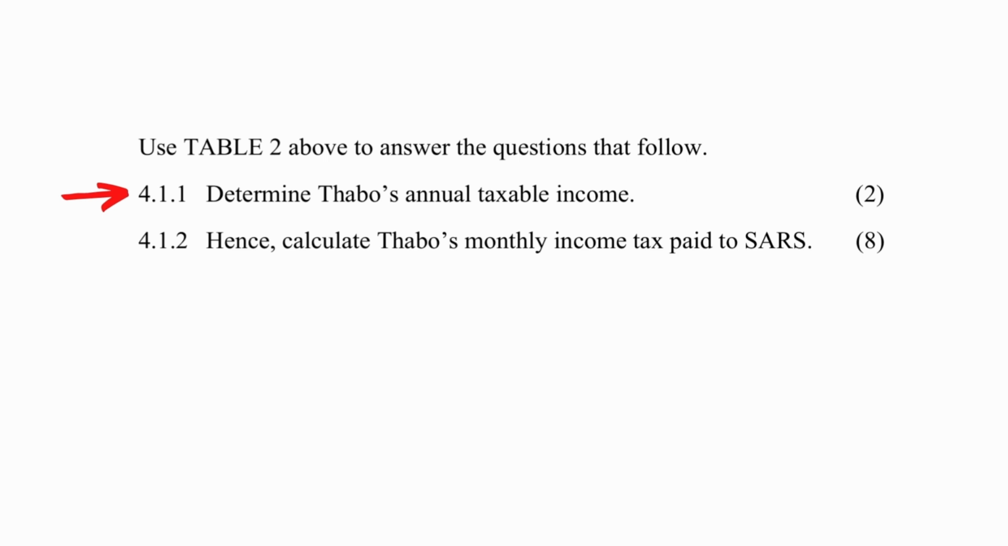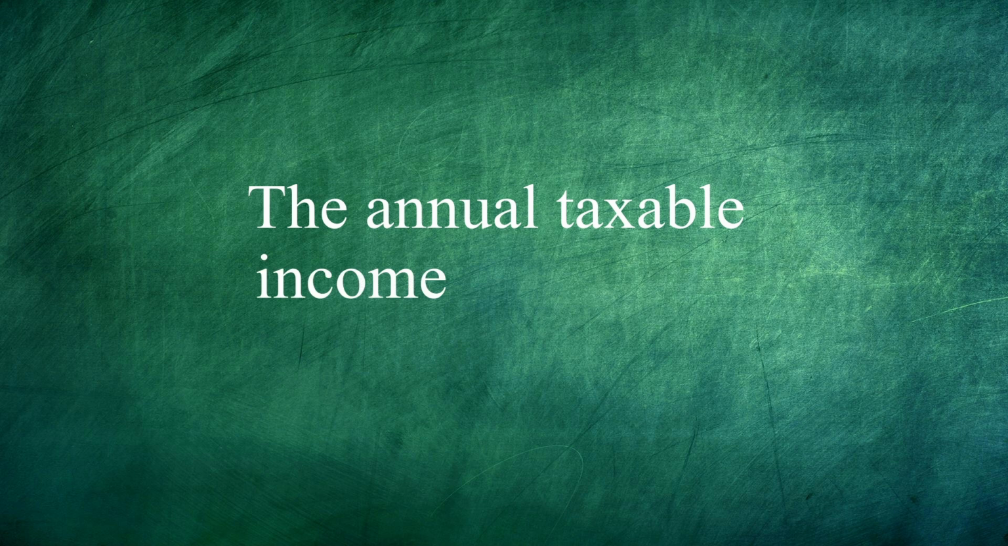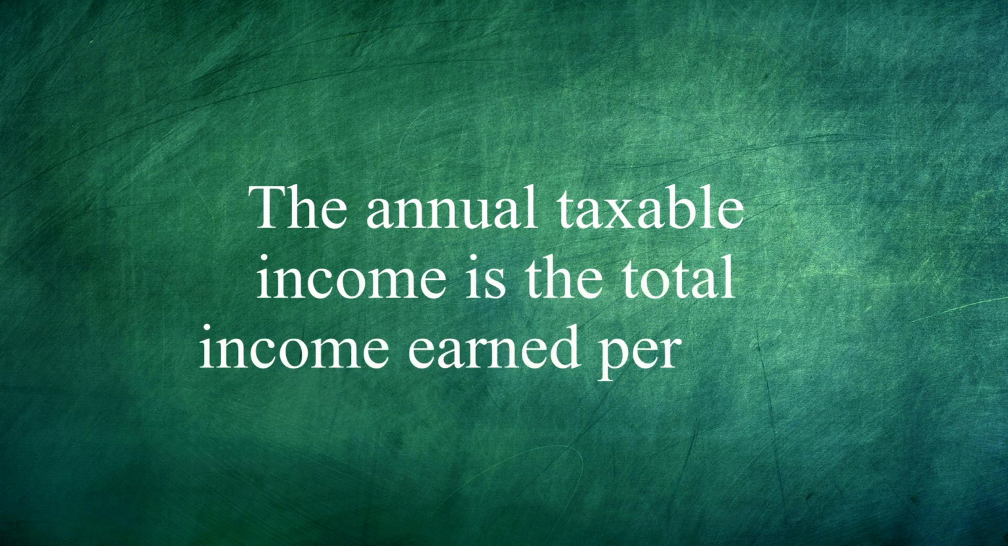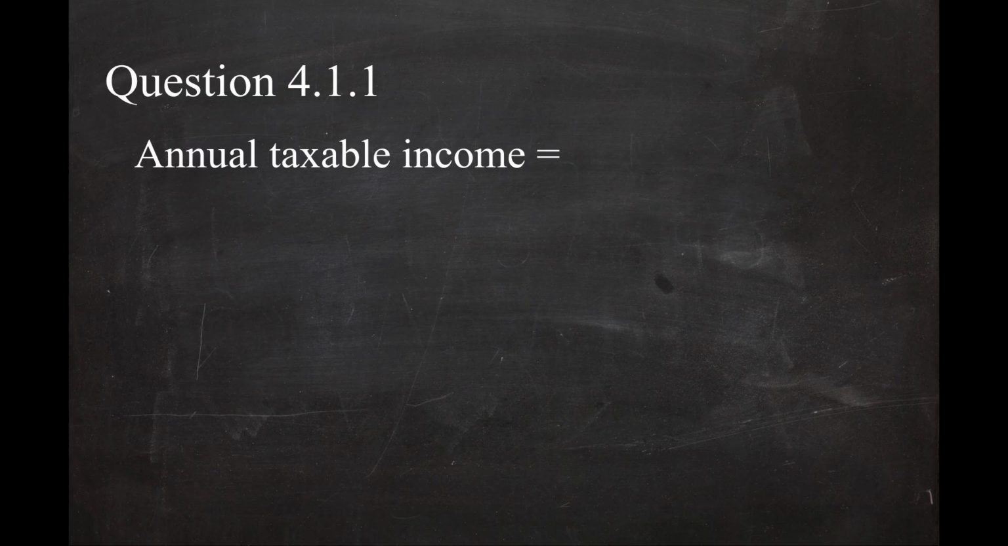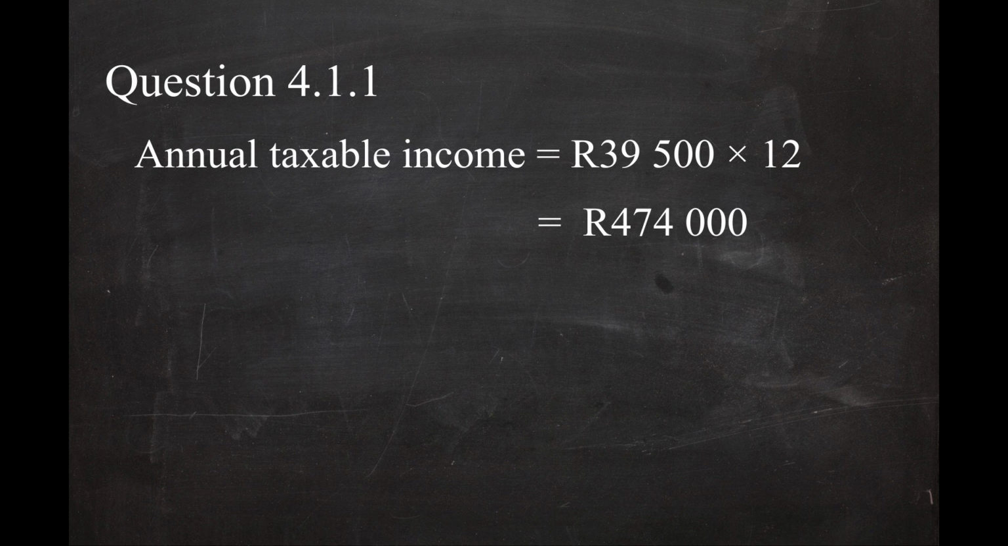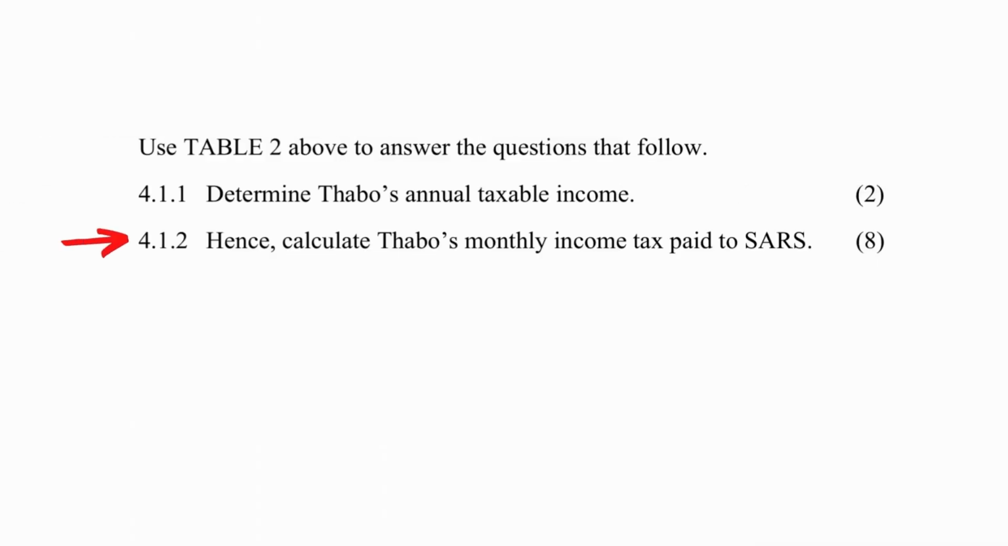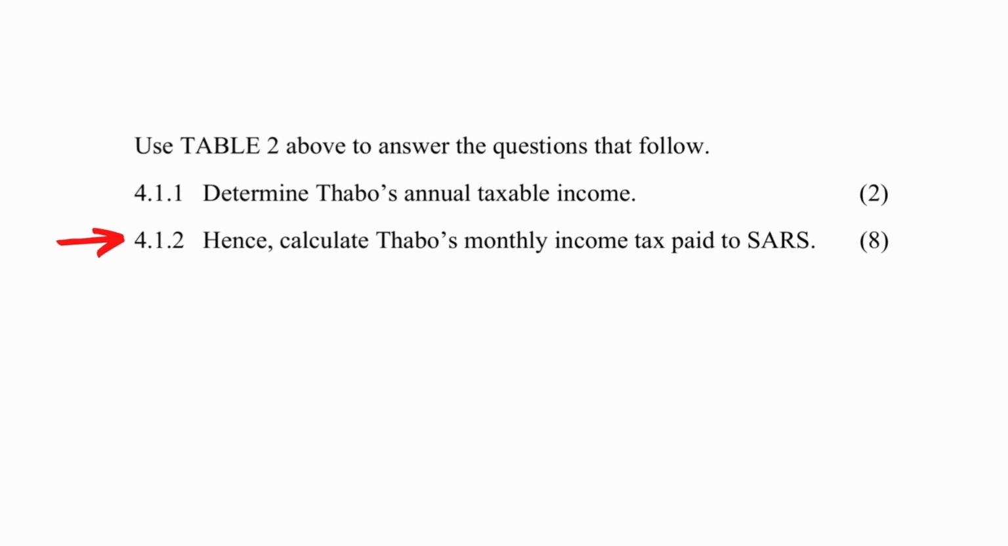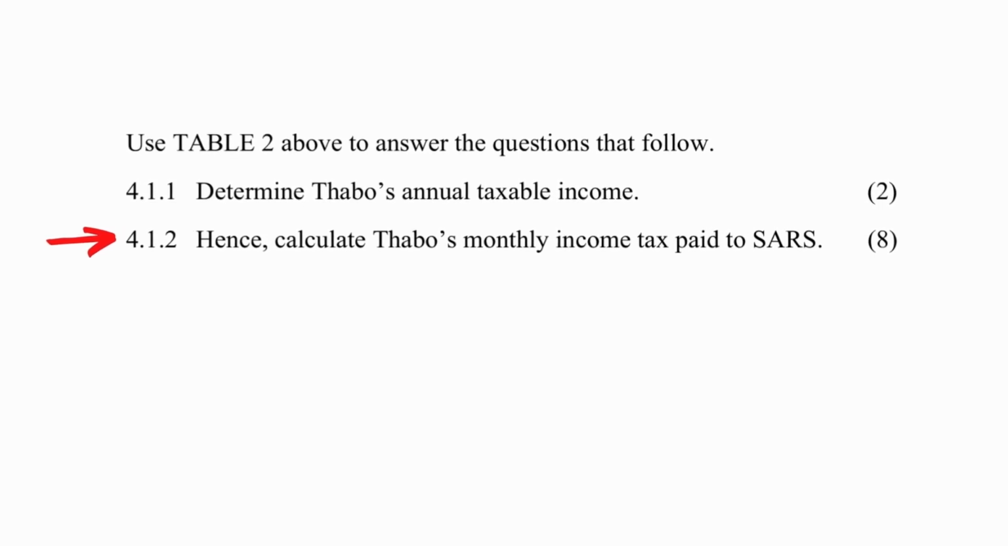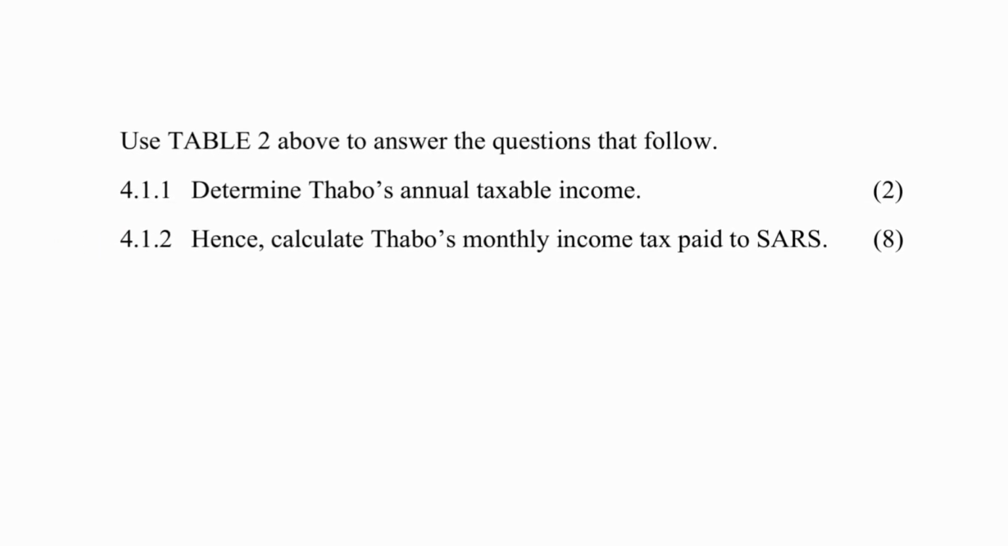In question 4.1.1, you are instructed to calculate the annual taxable income for this person. The annual taxable income is the total income earned per year. This person's taxable income will be 39,500 Rand multiplied by 12 months of the year, and this will equal an annual taxable income of 474,000 Rand. In question 4.1.2, you will have to use the answer in question 4.1.1 to calculate the monthly income tax that is paid to SARS.